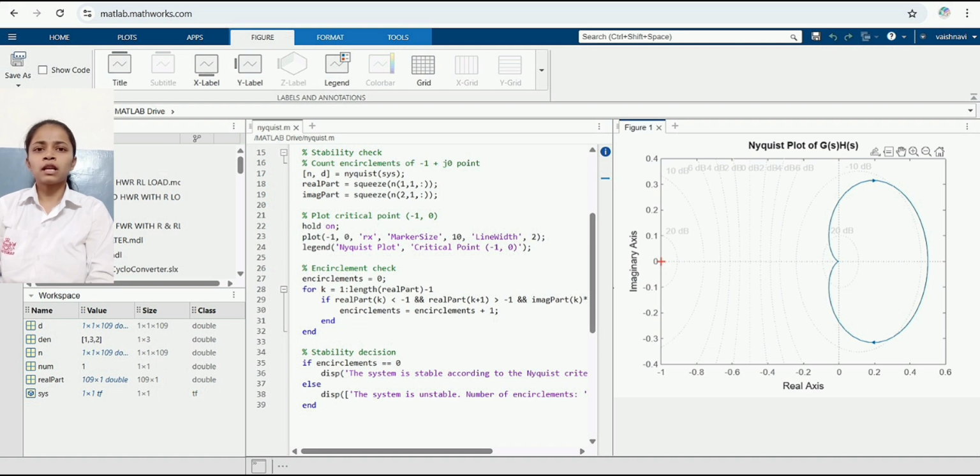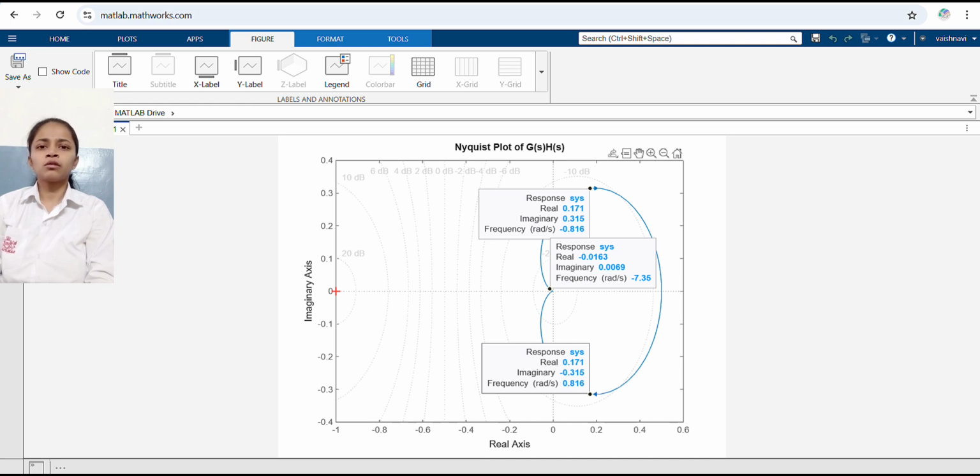And step 4 is to apply the Nyquist stability criterion. If P equals 0, and N equals 0, then Z is also equal to 0.